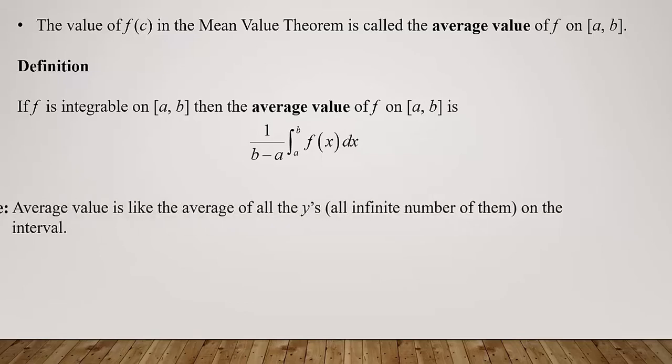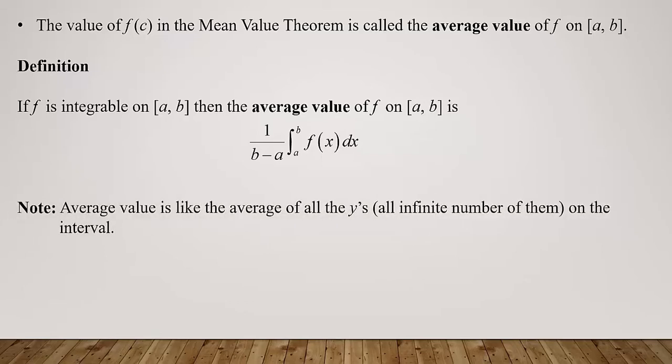And here's what I think is really, really cool about this average value. You could think the average value is basically like finding the average of all the y's. So all those points that are on the interval, you're finding the average of all the y coordinates. And there's an infinite number of them. That's what the average value is exactly like. And that's kind of cool.